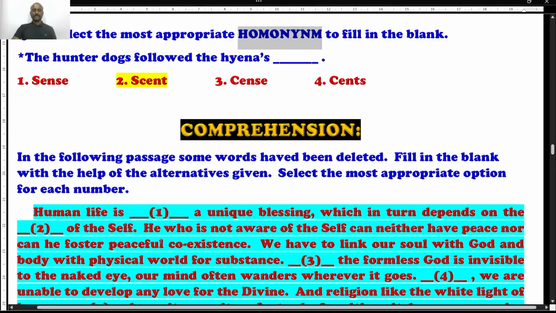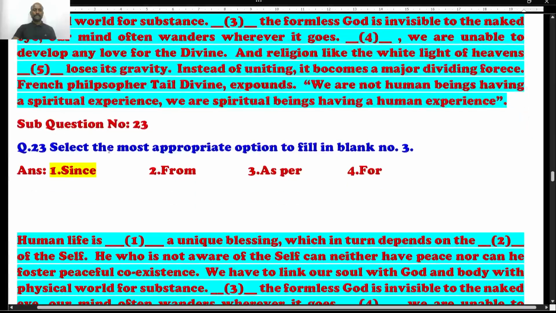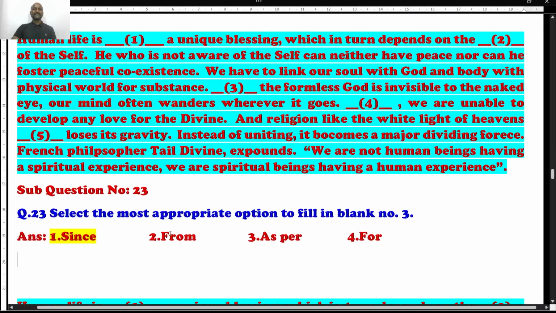Students, here since can be used. I suppose since is used to give the reason. Since is nothing but for that reason. You know that we have to link our soul with God and body with the physical world for substance. Since means for that reason. It is not a preposition, it is purely a conjunction. What do you mean by since? Since means for that reason. Since the formless God is invisible to the naked eye, our mind often wanders wherever it goes. So, since is going to be the right answer. It is in the conjunctions.